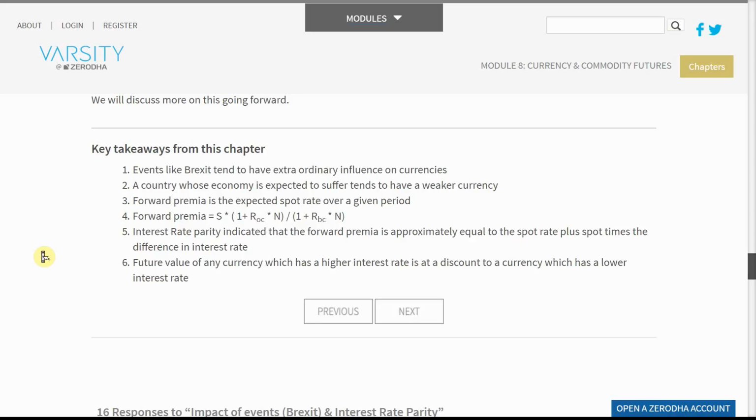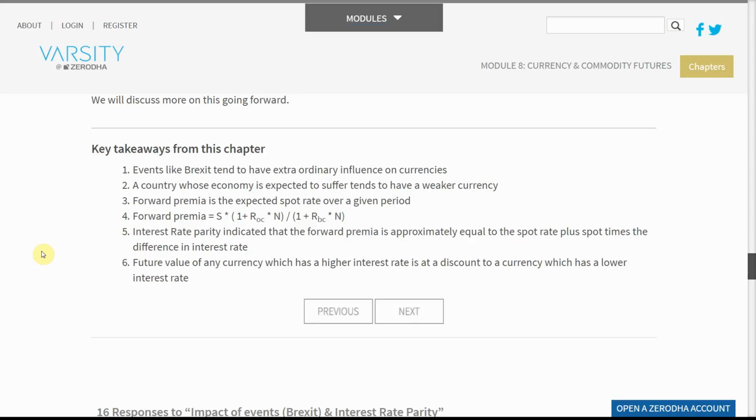Key takeaways from this chapter. Events like Brexit tend to have extraordinary influence on currencies. A country whose economy is expected to suffer tends to have a weaker currency. Forward premia is the expected spot rate over a given period. Forward premia equals S * (1 + R_oc * N) / (1 + R_bc * N).